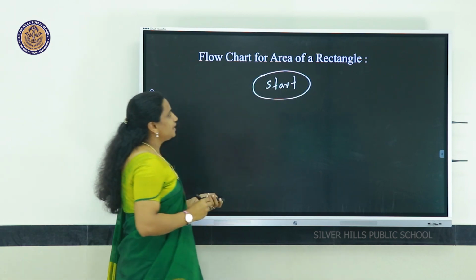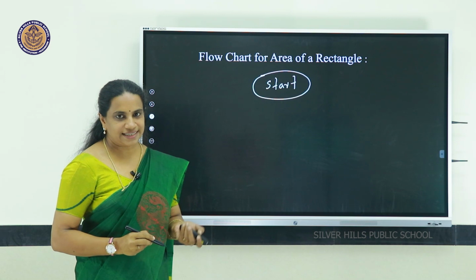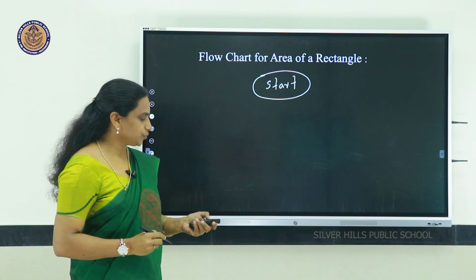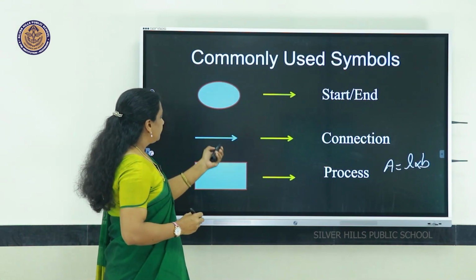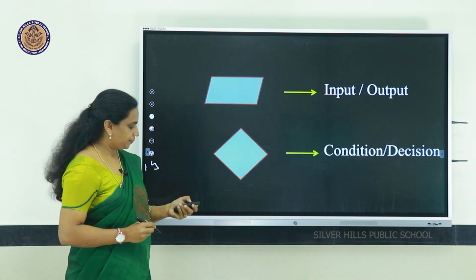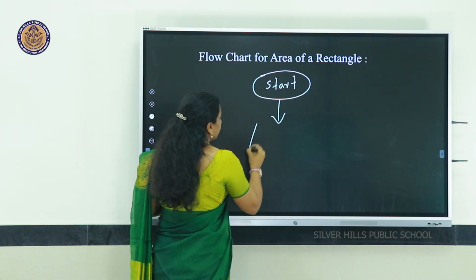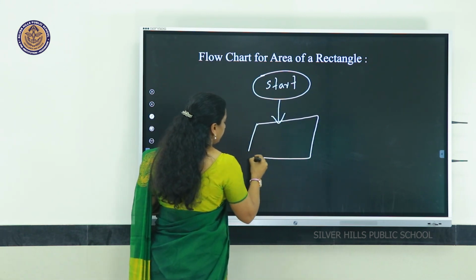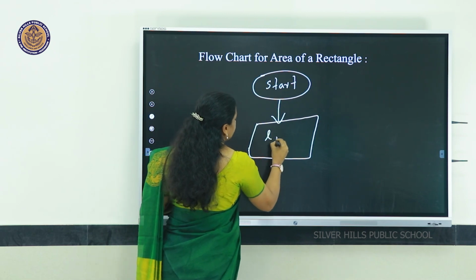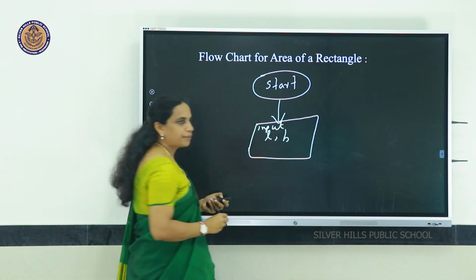Now, the next step is you have to input length and breadth of the rectangle. Which symbol we have to use? See, the symbol used is the input output symbol, that is parallelogram. Now, we can use a connector and you can draw this parallelogram where you can ask for length and breadth. You can write input length and breadth.